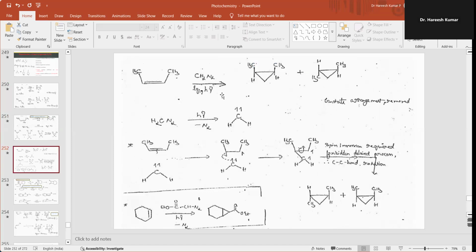Again, cis-butene on irradiation in the presence of light will give you a mixture of compounds. Why a mixture? Because of the triplet formation. The triplet easily forms one bond, and for the other bond, rotation of the methyl group is required. That's the reason a racemic mixture is observed. Similarly, if the alkene is treated with diazomethane, more particularly a diazo ester, it will give a bicyclic cyclopropyl ester as the product. I will go to the next slide.